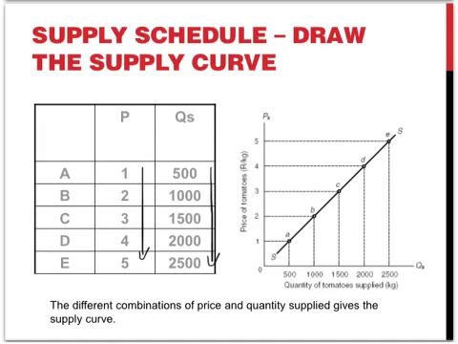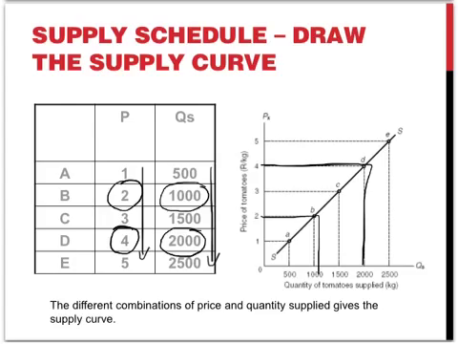As you can see over here, at a price of 2 Rand a kilo, the quantity supplied is 1,000 kilograms, and that forms one of the points on the supply curve. As the price goes up to 4 Rands a kilo, the quantity supplied increases to 2,000 kilos, and that's another point on the supply curve. Together, you get this positive slope.